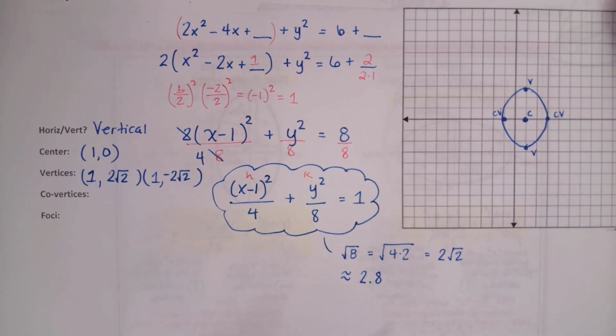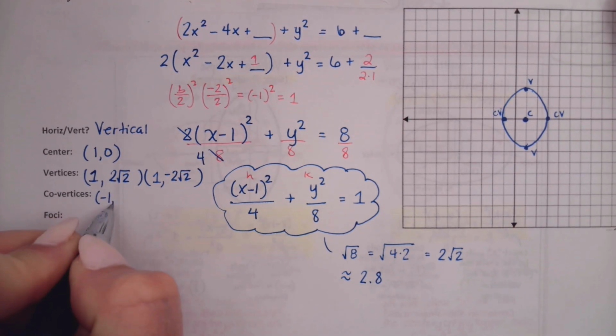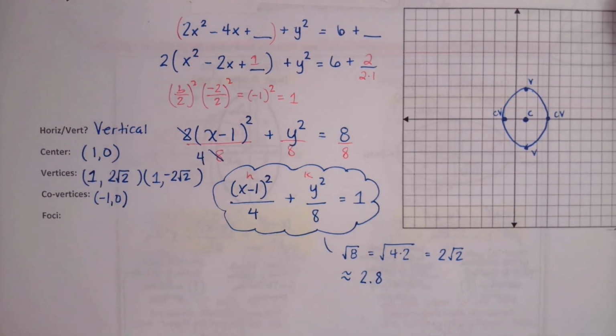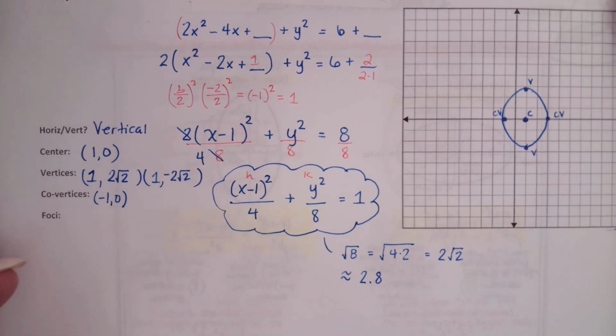Co-vertices are a lot easier to write because they are whole numbers. One's at negative 1, 0. Wait, what's the vertices? The vertices is the what? Ends of the longer axis.